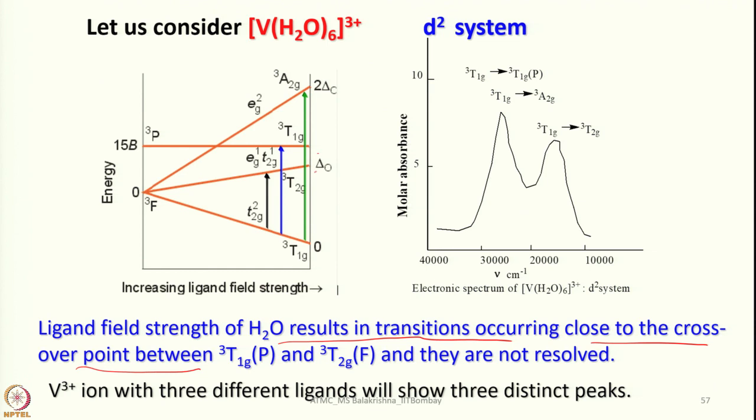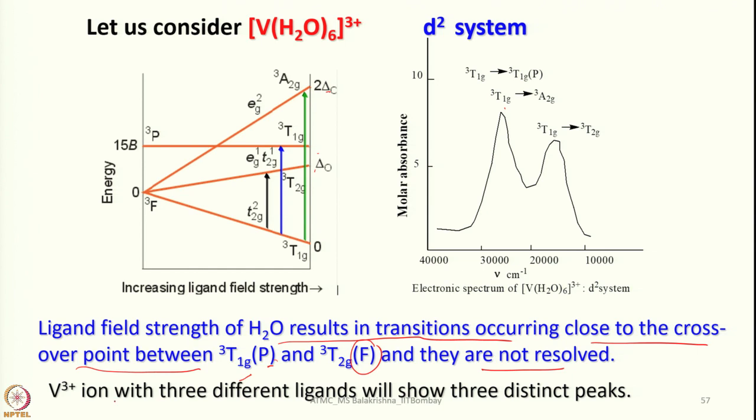This is the crossover point here. They are very similar in energy. This is the 3T1g(P) and 3T2g(F), and they are not resolved. They overlap, as a result one broad band appears along with this high energy one. That means instead of 3 you can see 2, because the second and third have very similar energies, and first and second have very similar energies, as a result they are not resolved.